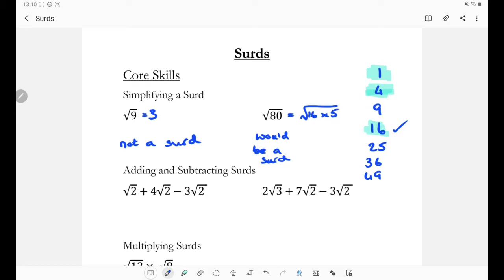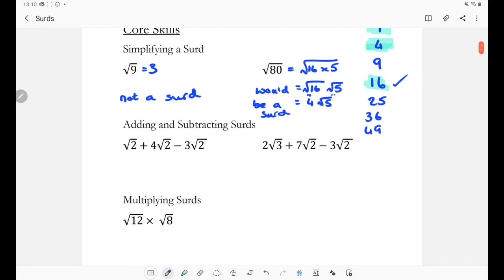Now that does not change my surd. 80 is 16 times 5. We are still square rooting. But the beautiful thing about surds is we are allowed to split them up because they're still multiplying together. Square root of 16, 4. Square root of 5, we can't do anything, so that stays as root 5. You have simplified that surd.